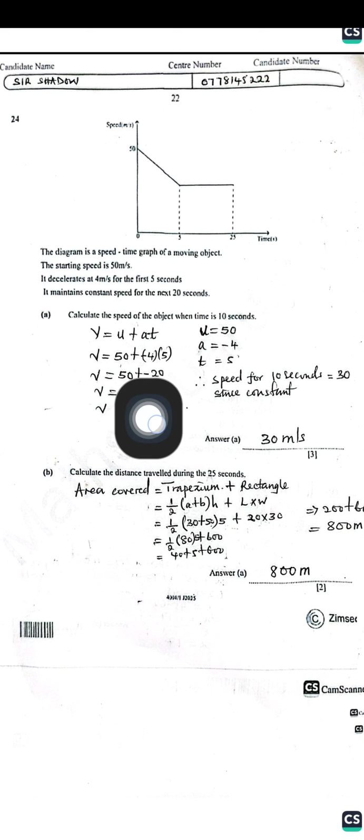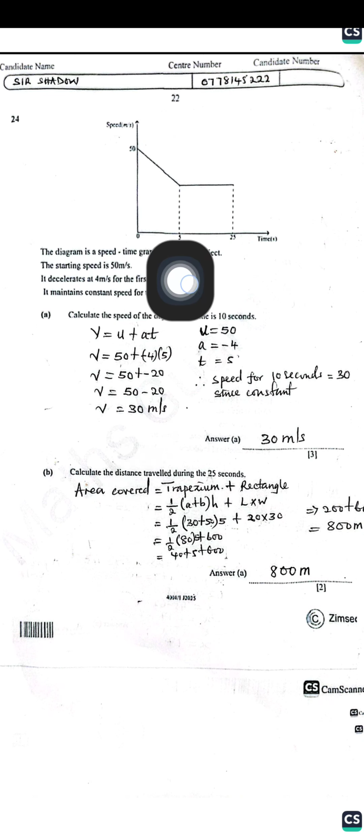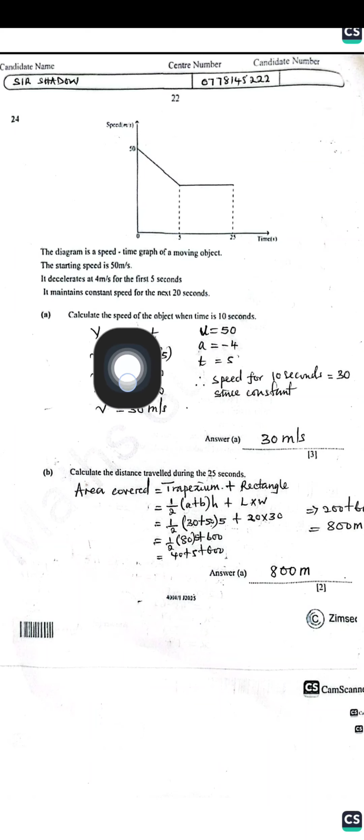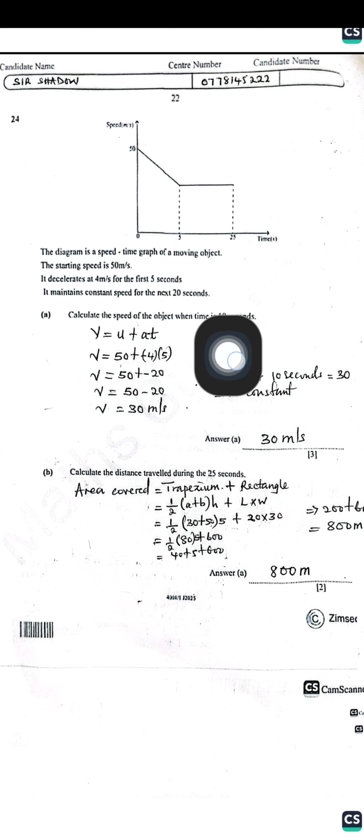V is equal to 50 minus 20. This is equal to 50. V is equal to 50 minus 20. So v is equal to 30 meters per second. So since v is equal to 50 meters per second, v is equal to 30 meters per second, but the speed for 5 seconds and for 10 seconds is equal.